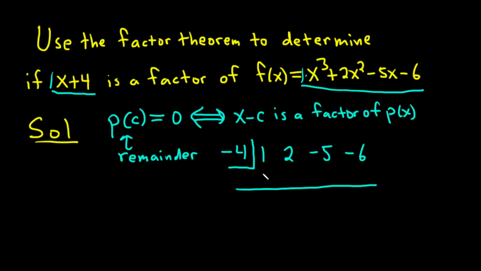The very first step in synthetic division is oftentimes the sticking point, but all you have to do is bring that number down. So just bring it down. So there's 1. Then you multiply. 1 times negative 4 is negative 4. We add and we get negative 2. Negative 2 times negative 4 is 8. We add and we get 3. 3 times negative 4 is negative 12. We add and we get negative 18.